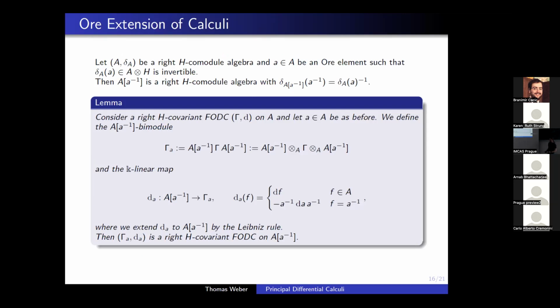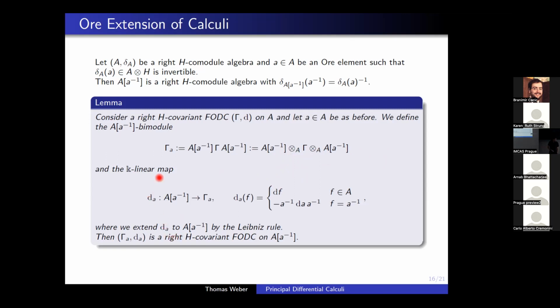Now we want to do the same thing on the differential calculus level. So we want to make sense of an Ore extension of differential calculi. And so just very briefly how this works. If you have an Ore element a in your algebra A, given a first order differential calculus on A, you can extend this to a first order differential calculus on the Ore extension in this way here. So you basically take Gamma, but you tensorize on the left and on the right with this Ore extended algebra. Okay, this is clearly a bimodule, corresponding to a minus one trivially.